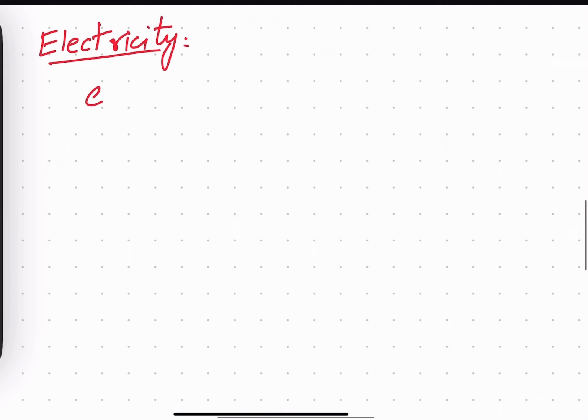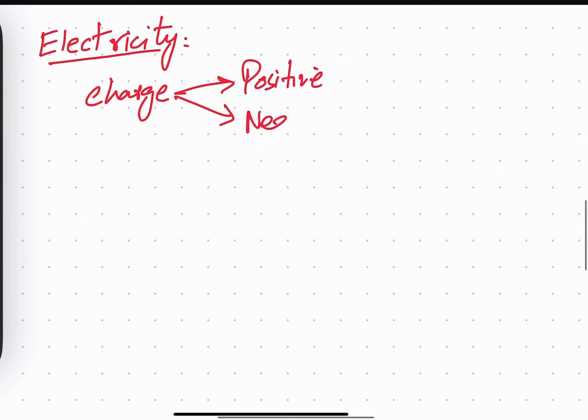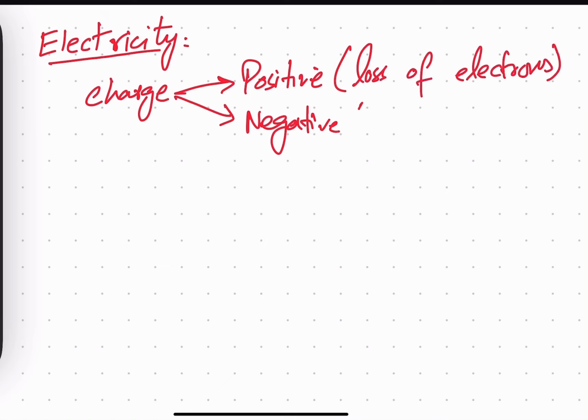We are starting a topic, electricity. So there are two types of charges. One is a positive charge, one is a negative charge. When we discuss charges in conduction in electricity, positive means loss of electrons and negative means gain of electrons.